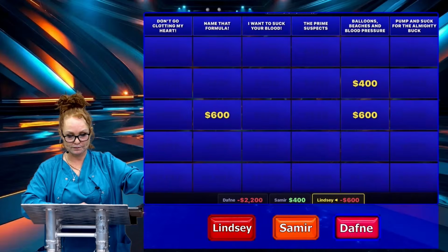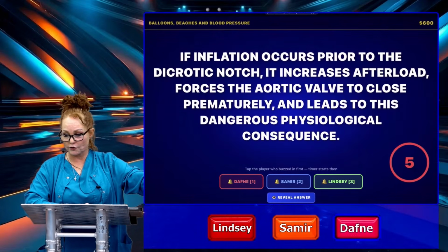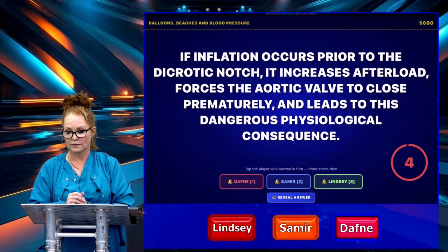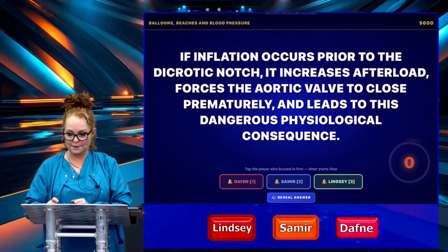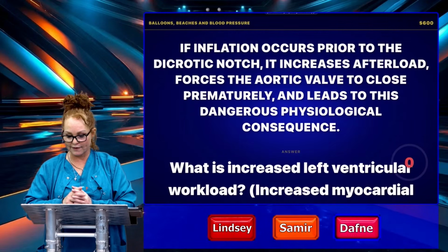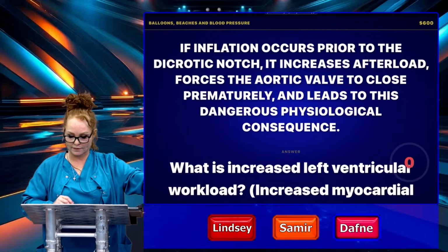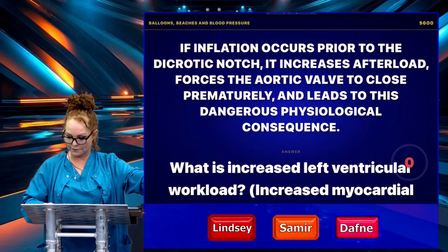Lindsay, let's do Balloons, Beaches, and Blood Pressure for 600. If inflation occurs prior to the dicrotic notch, it increases afterload, forces the aortic valve to close prematurely, and leads to the dangerous physiological consequence. I don't know the name for it. Nobody? Increased left ventricular workload. Yeah. That's kind of a hard thinking one.